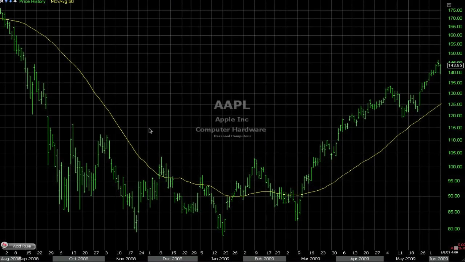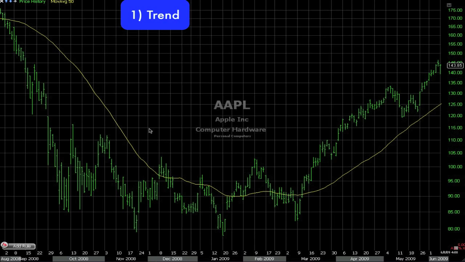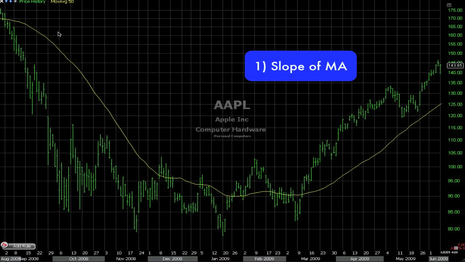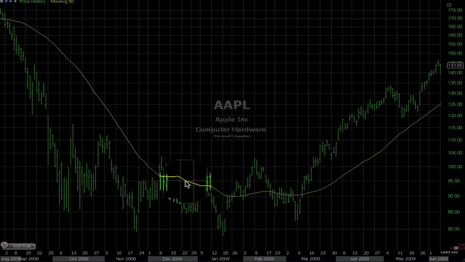MAs can be used for 4 things: trend, value, entry, and stop loss. I'm going to show you all 4, but I will start with trend. MAs are a great tool for helping you determine the trend of a stock or future or whatever other instrument you want to trade. First, you can say that the slope of the MA determines your trend. So when the slope of the MA is down, you got a downtrend. When it's sideways, you got a sideways market, and when it's up sloping, you got an uptrend.